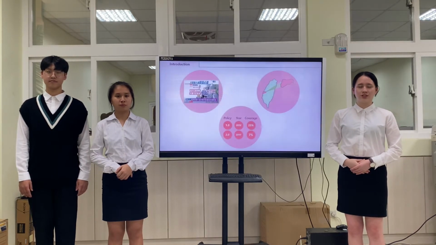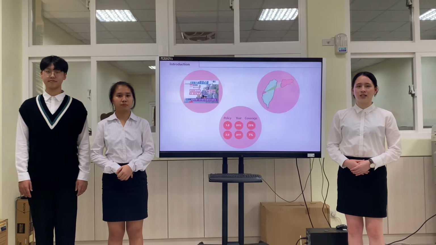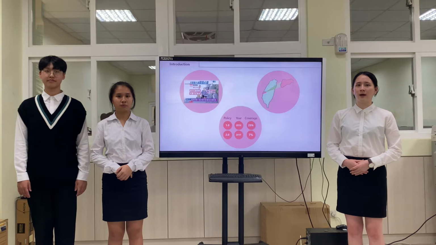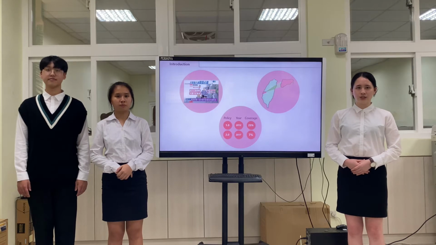What inspired us to do this study are the news reports on some long-term care tragedies, the high elderly population in Yunlin, and also the coverage gap between long-term care policy 1 and policy 2. Those 3 factors have motivated us to think, do we students know enough about long-term care?